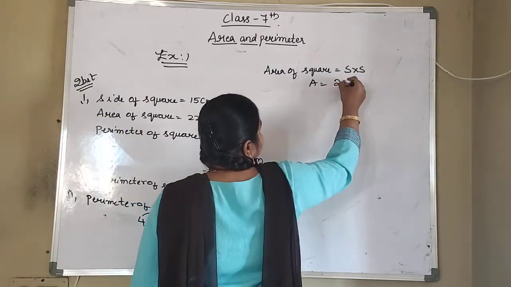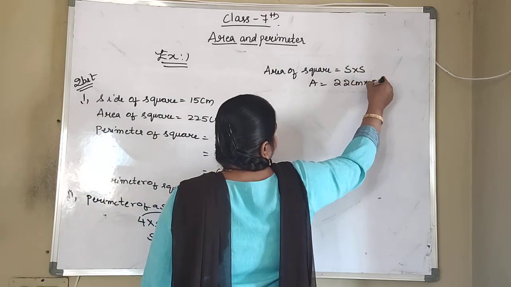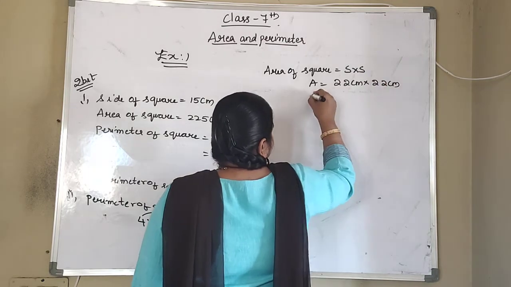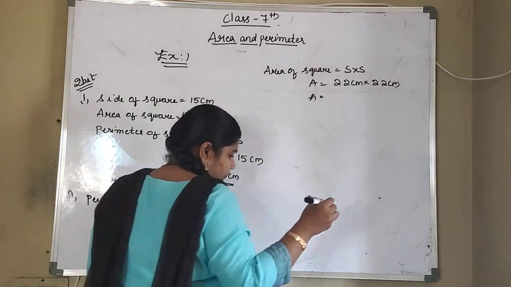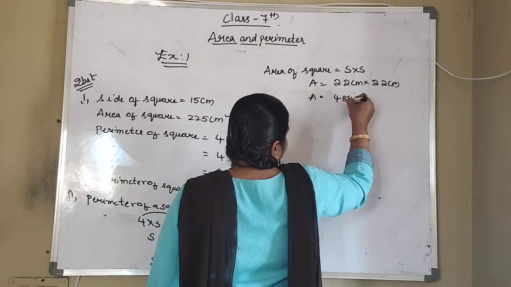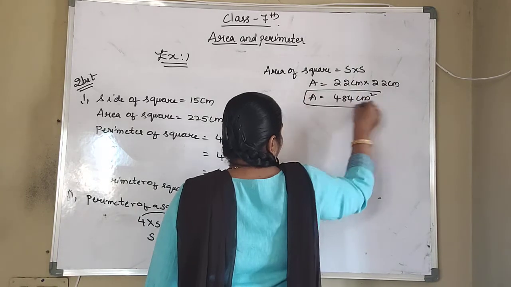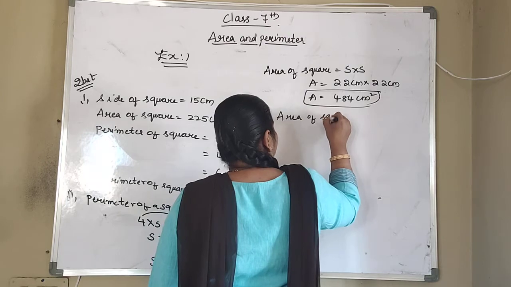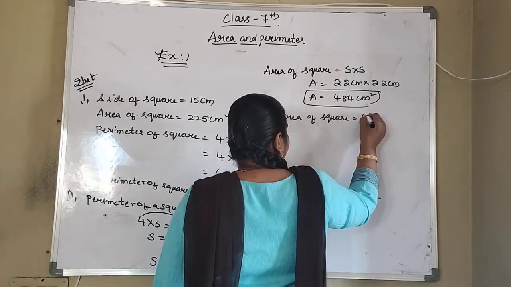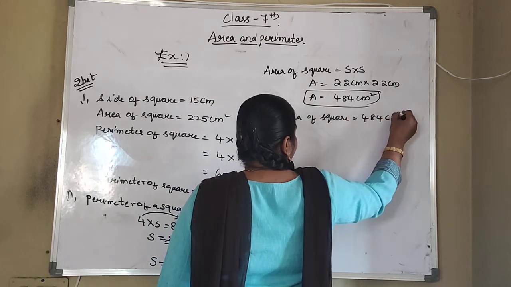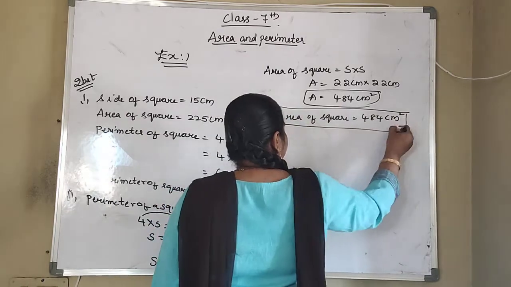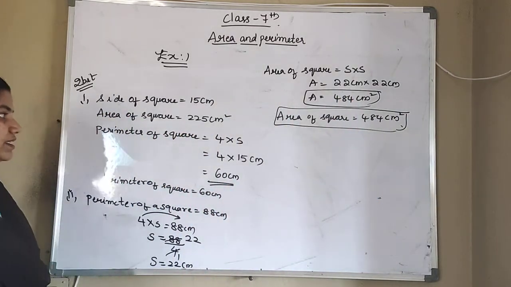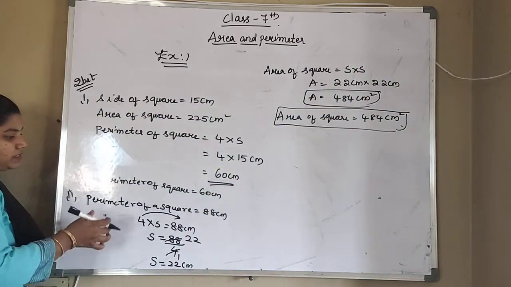22 centimeters into 22 centimeters. So, area will be how much now? That will be 484 centimeter square. So, you got the area of a square as 484 centimeter square. So, this is our second bit in the first exercise. This is the first bit and this is the second bit.